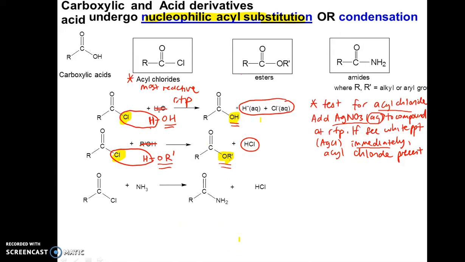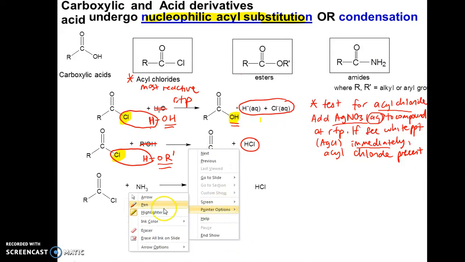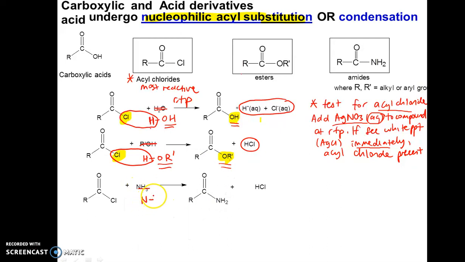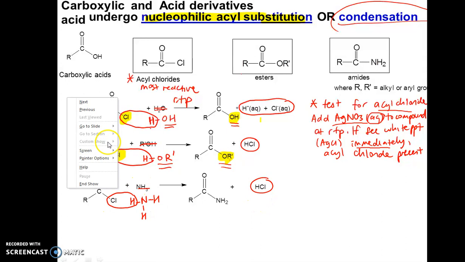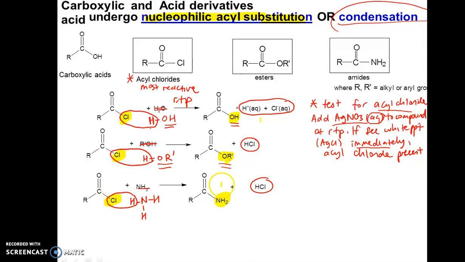What about ammonia? I'm going to again write it this way, so it's easier for you to see. HCl comes out as a condensation. Condensation means I lose a small molecule from between two compounds. From between two compounds, I lose a small molecule, HCl coming out, condensation. And then the NH2 will substitute the Cl. Again, it is a nucleophilic acyl substitution. The Cl is substituted with NH2.